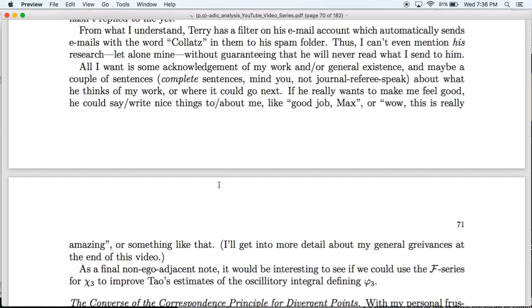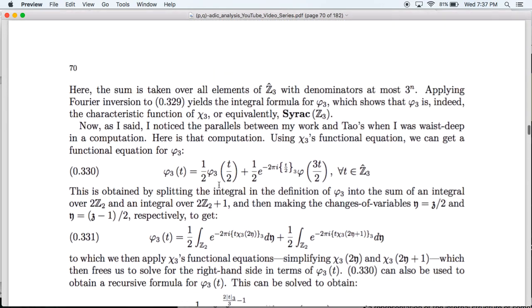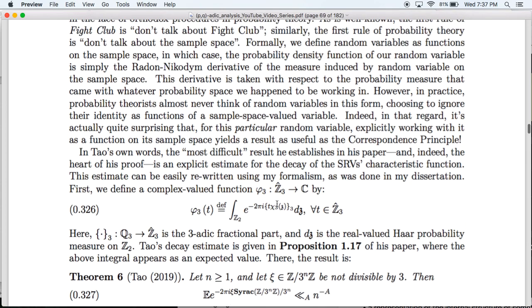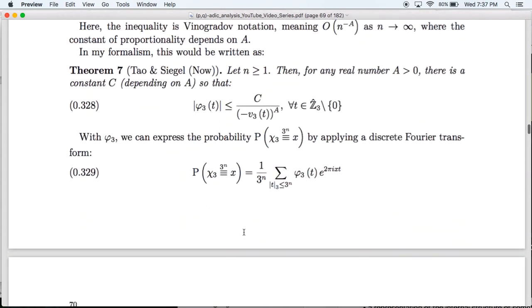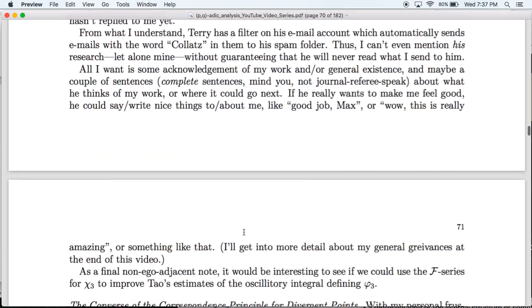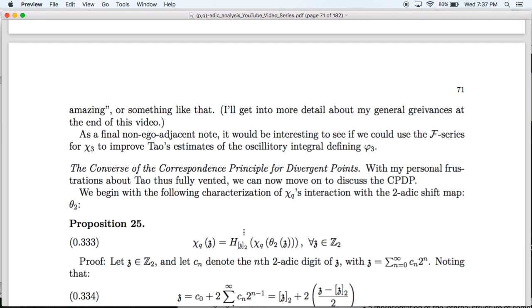Also, as a final non-ego adjacent note, it would be interesting if we could use the F series for chi 3 and plug it in, the one that we started episode 1 with. If we plug it into this formula here, could we perhaps use it to get a better approximation of this oscillatory integral? Who knows? So yes, there's that.